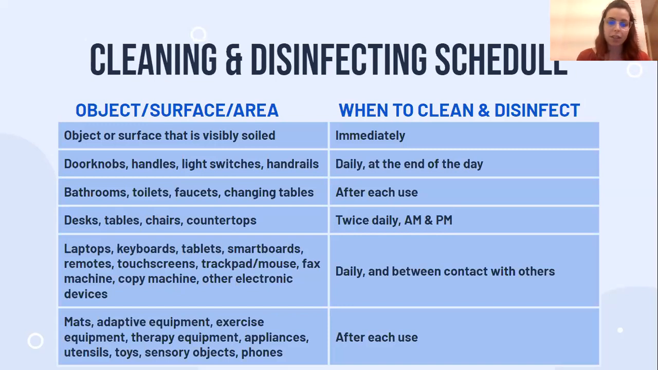Bathrooms, toilets, faucets, changing tables that are used with relative frequency throughout the school day should be cleaned and disinfected after each use. Desks, tables, chairs, countertops, things where there's relatively assigned seating, you're not going to have a lot of overlap in terms of who's going to access that space. That can be cleaned and disinfected twice daily, in the morning and afternoon.